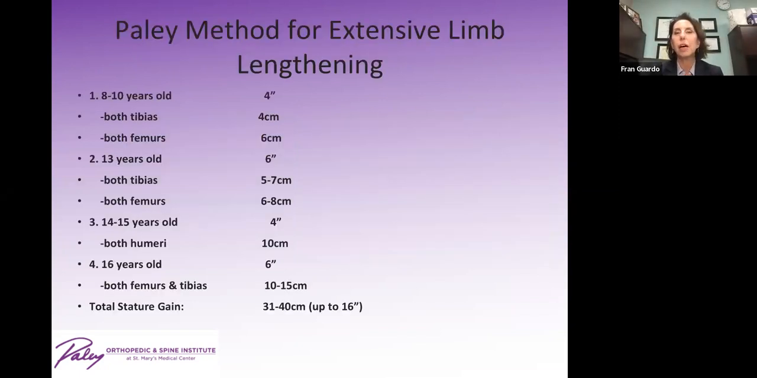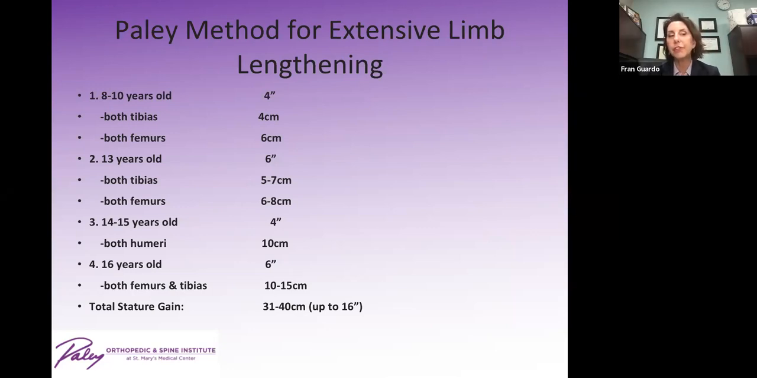So the Paley method of four-segment or extreme lengthening is around 8 to 10 years old. They'll do both tibias and femurs, and they will gain 4 inches in total. And then around 13 years old, every 4 years-ish, they'll again do both tibias and femurs, and gain 5 to 7 centimeters in the tibias and 6 to 8 centimeters in the femurs. So they'll get about 6 inches with that one.